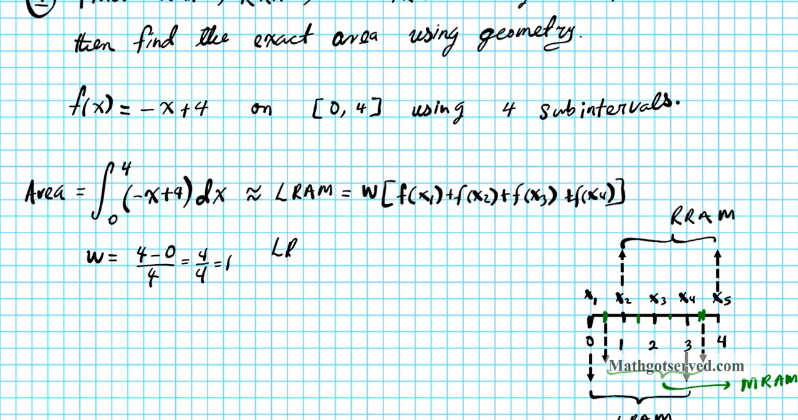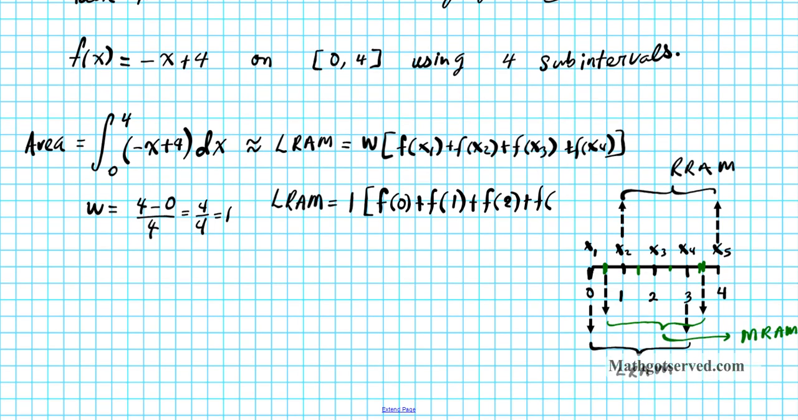Okay, so we have all the ingredients we need to determine our left rectangular approximation. So LRAM is going to be the width of each rectangle. You see they're all equal widths here. So we have 1 times f of, first candidate is what? It's 0, right? f of 0, because that's x1, plus f of the next one, 1, plus f of 2, plus f of the last value for LRAM, which is 3.